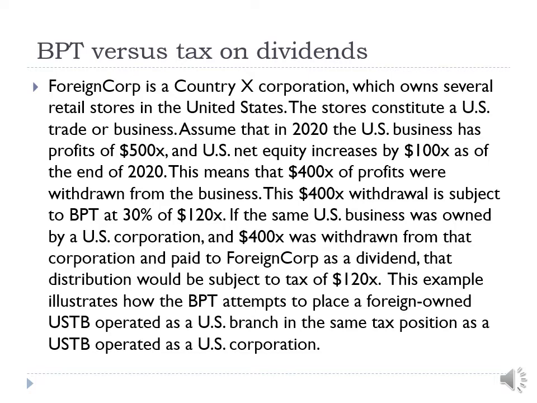If the same U.S. business was owned by a U.S. corporation and $400 was withdrawn from that corporation and paid to Foreign Corp as a dividend, that distribution would be subject to tax of $120. This example illustrates how the branch profits tax attempts to place a foreign-owned U.S. trade or business operated as a U.S. branch in the same tax position as a U.S. trade or business operated as a U.S. corporation.